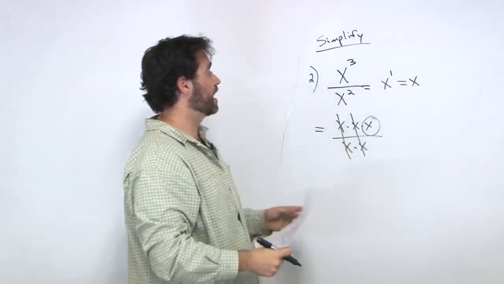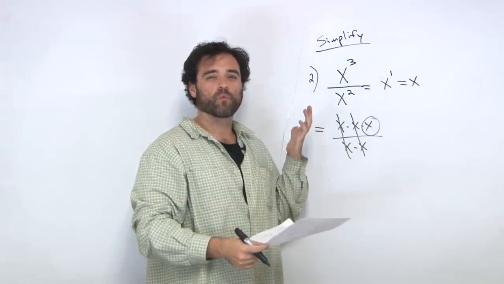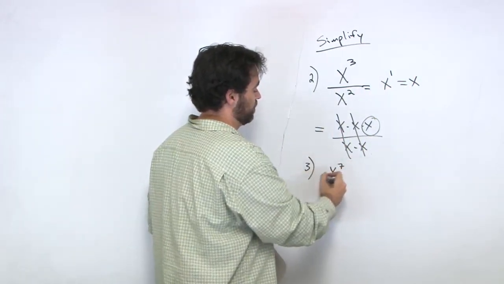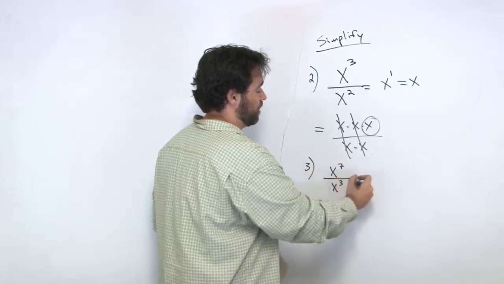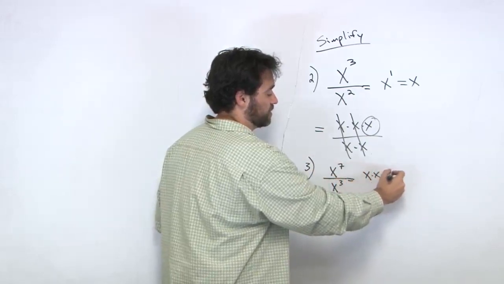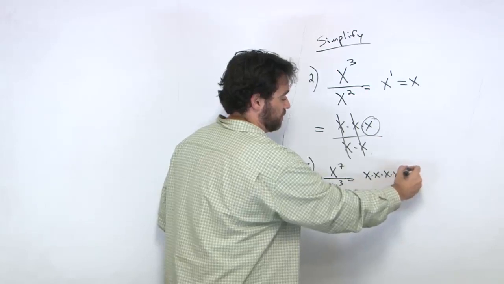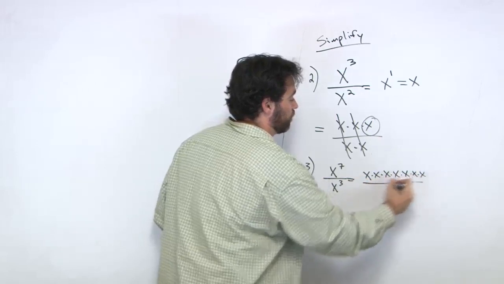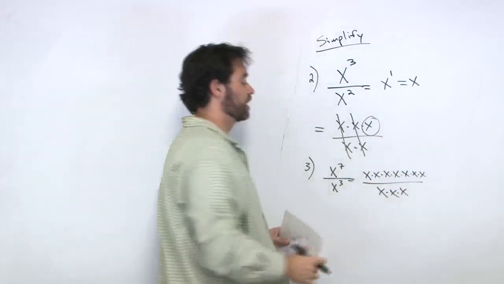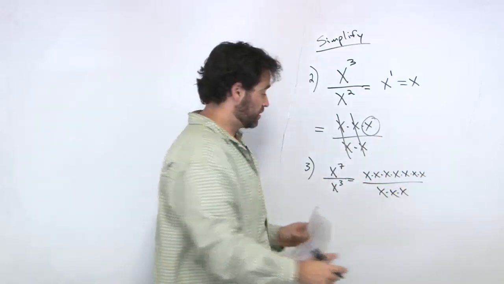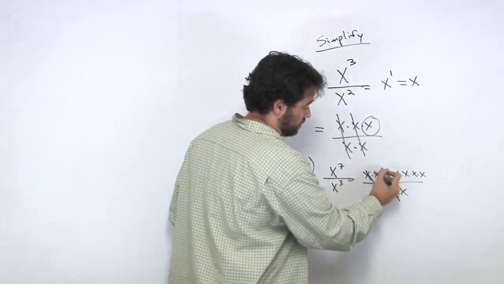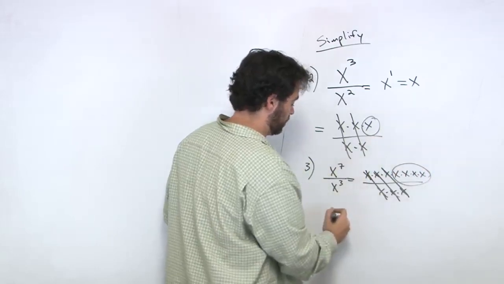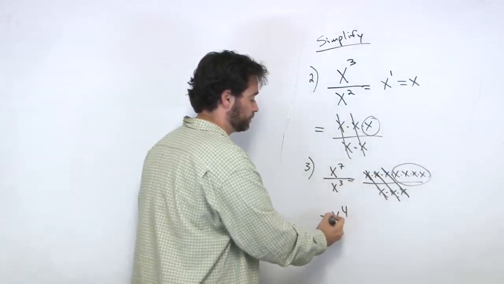Okay? Not too bad, but then you say to yourself, well, what if I have something big? What if I have x to the 7th over x to the 3rd? Do I have to go x times x times x times x times x times x times x over x times x times x? Do I have to do this every single time? Because it does give us the answer, right? And leaving us with x4 or x to the 4th.